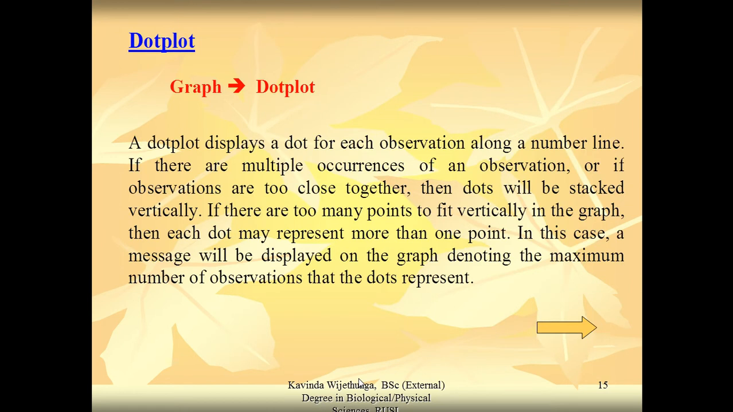A dot plot shows a dot for each observation along a number line. If there are multiple occurrences of an observation, or if observations are too close together, then dots will be stacked vertically. If there are too many points to fit vertically in the graph, then each dot may represent more than one point. In this case, a message will be displayed on the graph denoting the maximum number of observations that the dot represents.